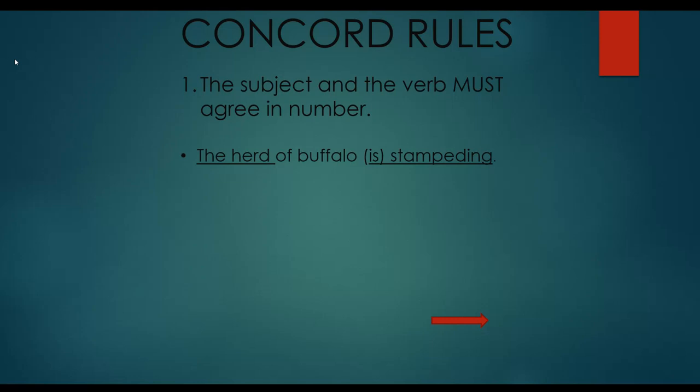Number one of the Concord rules: the subject and the verb must agree in number. So, the herd of buffalo is stampeding. The herd is singular, and stampeding would get an is because it is singular, and these two need to agree.